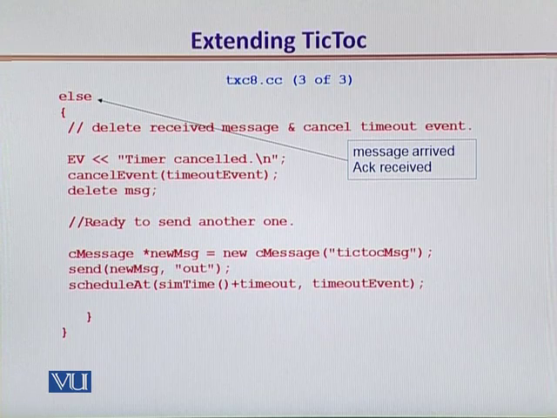Continuing, if we look at the TIC side where it does receive the message from the TOC side, it means that it's good news. So it has to delete the received message and cancel the timeout event. And you can see that the information is displayed that the timer is cancelled. Now TIC is in a position to send out another packet.